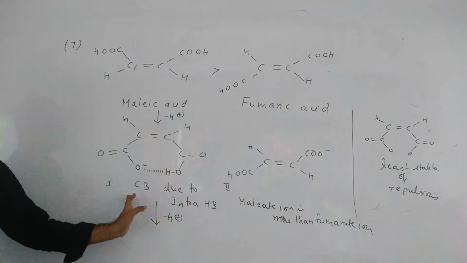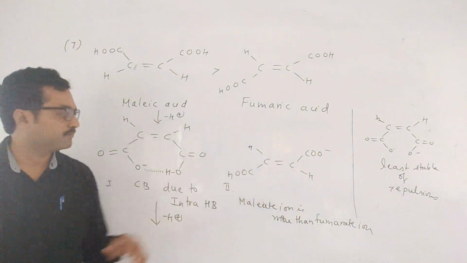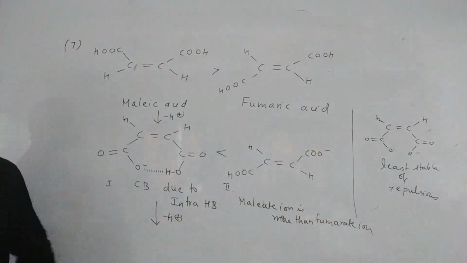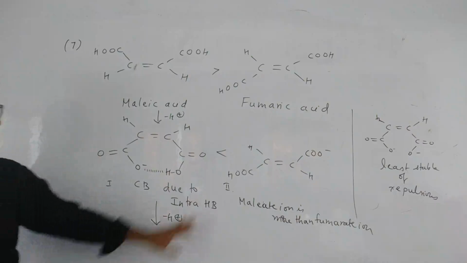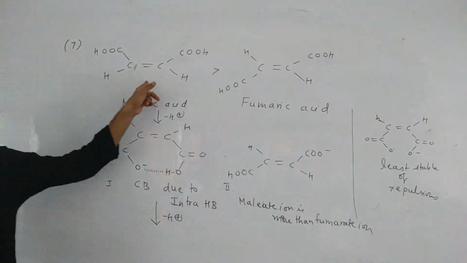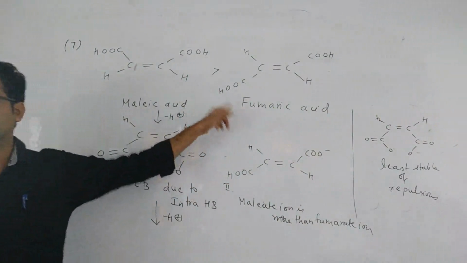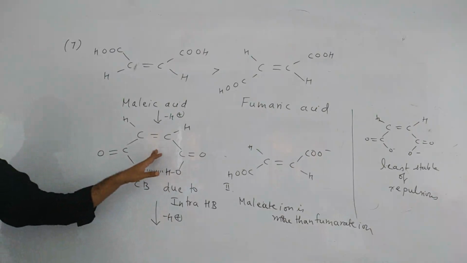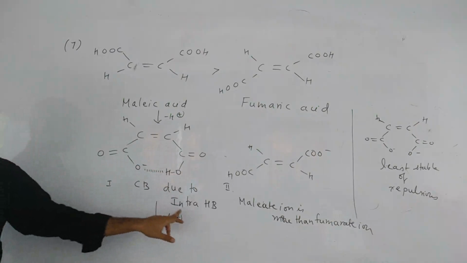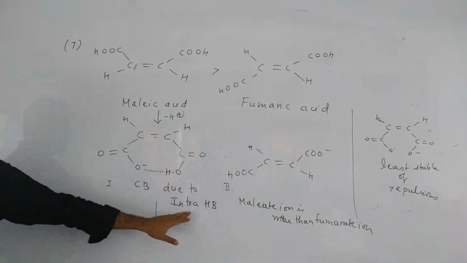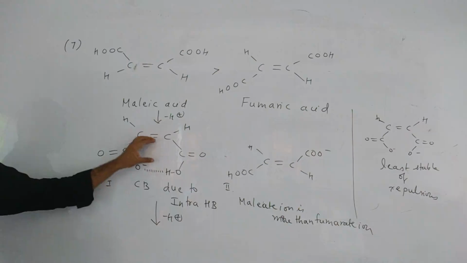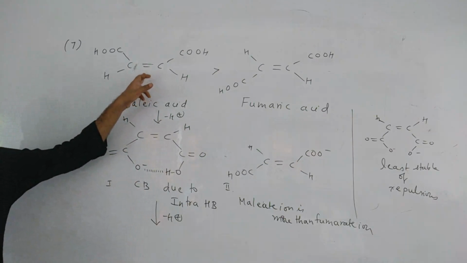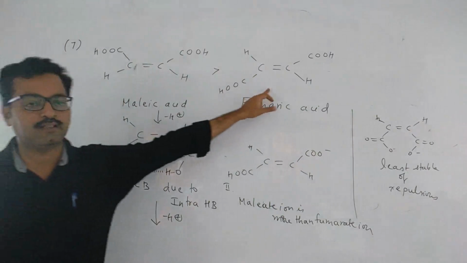Now which will be more acidic? This will be more acidic. Understanding my point? That all depends upon the stability. First case, what happened? Malic acid and fumaric acid, which is more acidic? Malic acid. Why? What is the reason? Malate ion is stabilized due to intramolecular hydrogen bonding. So if the conjugate base is more stable, the corresponding acid is more acidic. So that is why this one is more acidic than this.